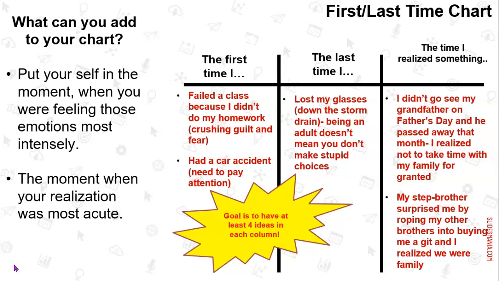So what you're going to do is you're going to fill in this chart. You're going to try to have 4 events in each column. And for each event, you're going to tell me why that first time you did something, or that last time you did something, or the time you realized something was important. You will not get credit if you don't have why it's important.